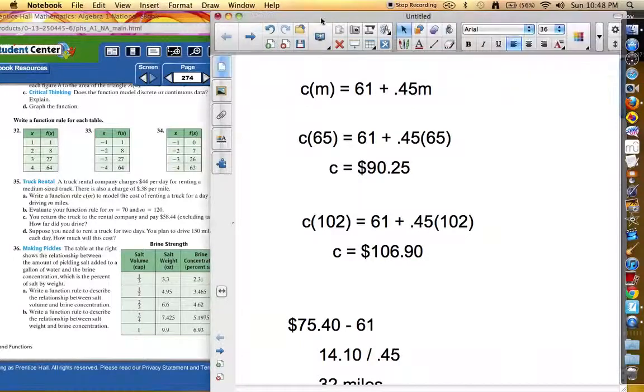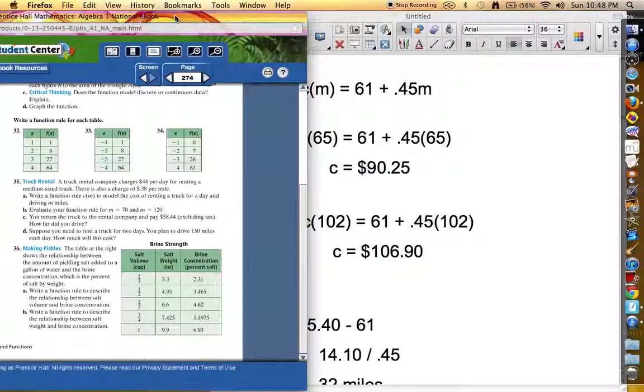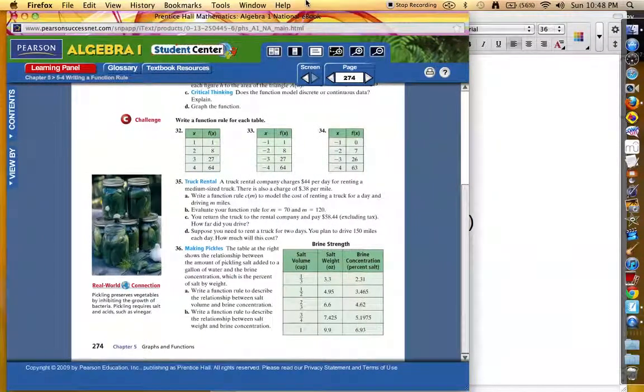Guys, so for the first part of my study session, I'm going to do a question from 5-4. I'm going to do number 35 about truck rentals. So the question is, a truck rental company charges $61 per day for renting a medium-sized truck. There is also a charge of 45 cents per mile.